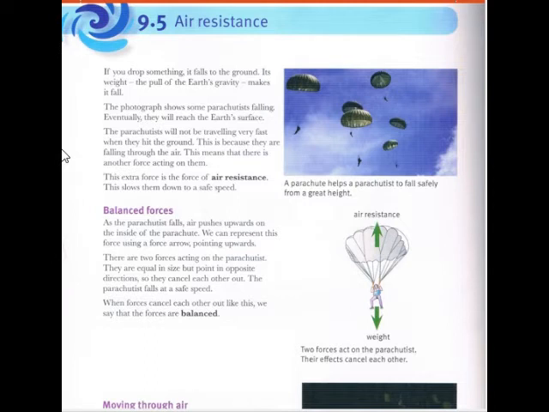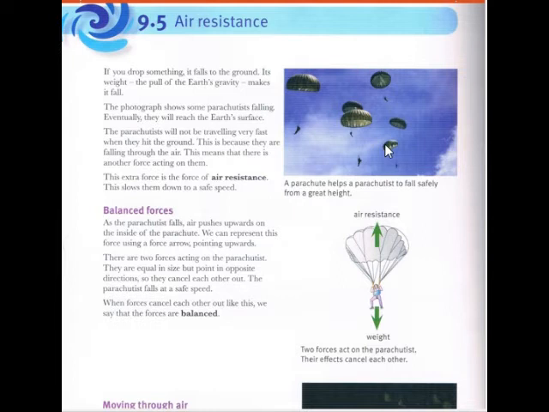Why? That is because the object has weight. What is weight? We have learned about this one, students. Weight is the pull of the earth's gravity that makes objects fall. Look at this picture, students. There is a parachutist falling, right? And after several minutes they will reach the surface of the earth. But the parachutist will not be traveling very fast when they hit the ground.